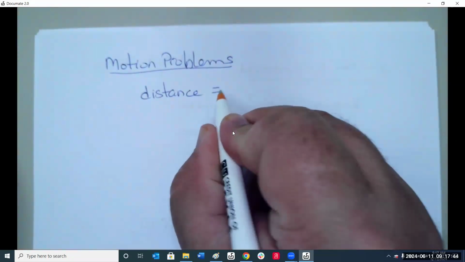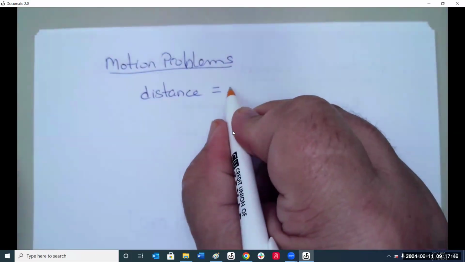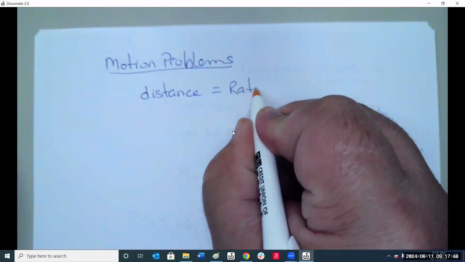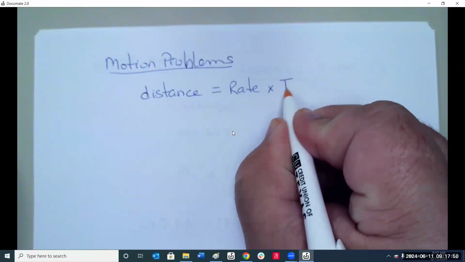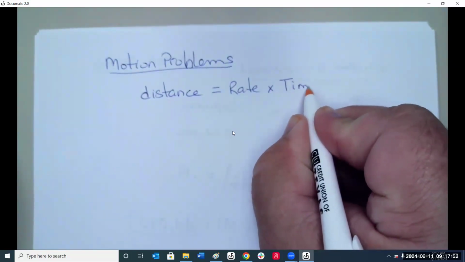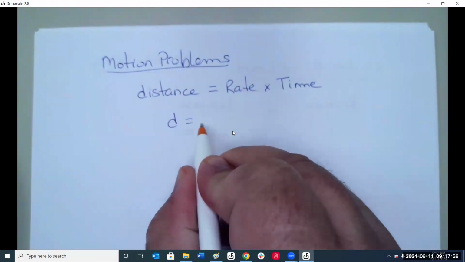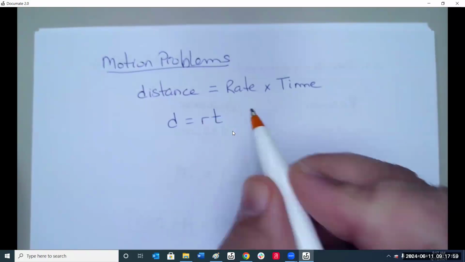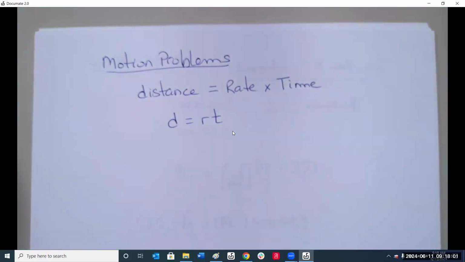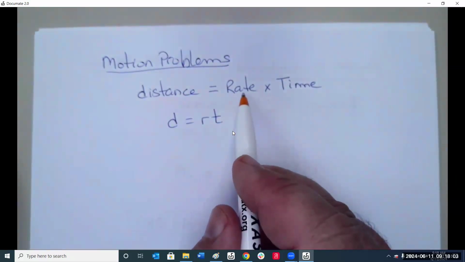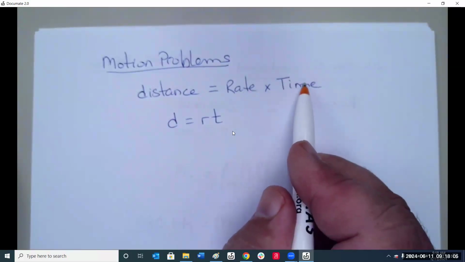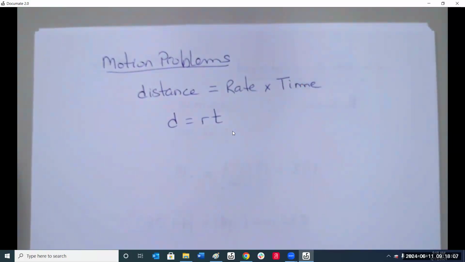The distance something travels is the rate times the time, or D equals RT. Rate is the speed, and time is whatever units are given. It could be seconds, minutes, hours, or whatever, days, years, whatever.